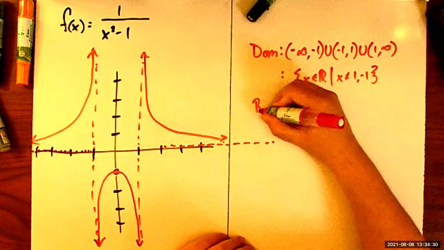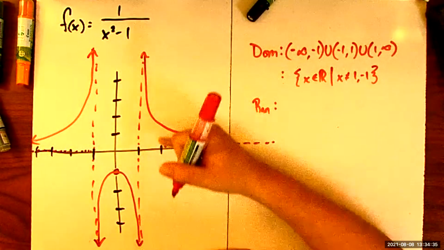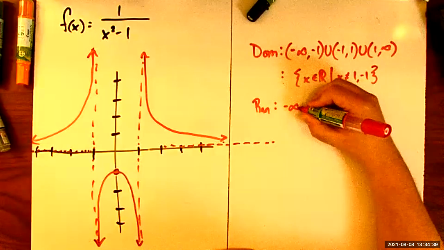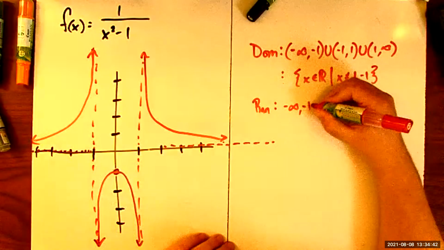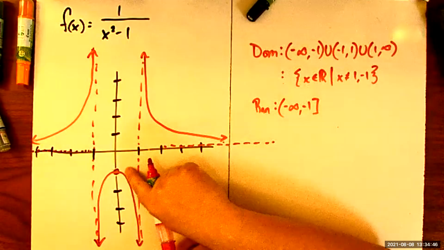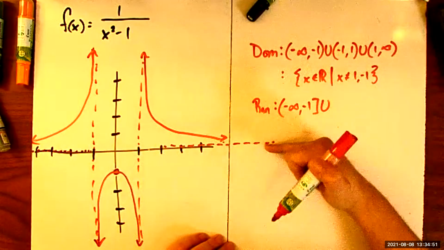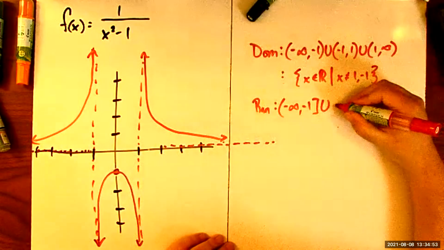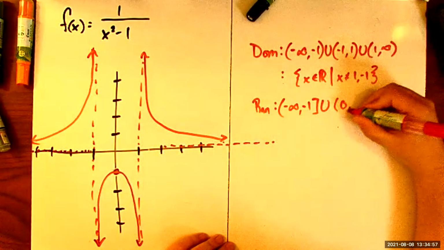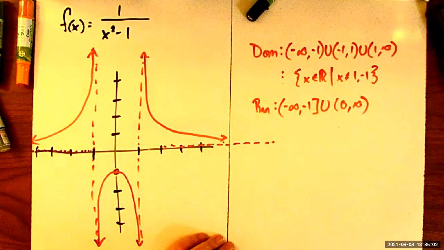The range in this case would be everything except for this little gap here. So the range is going to be everything from negative infinity to -1. And we're actually including -1 in this because we can actually get -1 at this value. In union with everything from 0 to infinity. And we cannot actually get the 0, so we'll use a parenthesis there. So there's our domain and range.